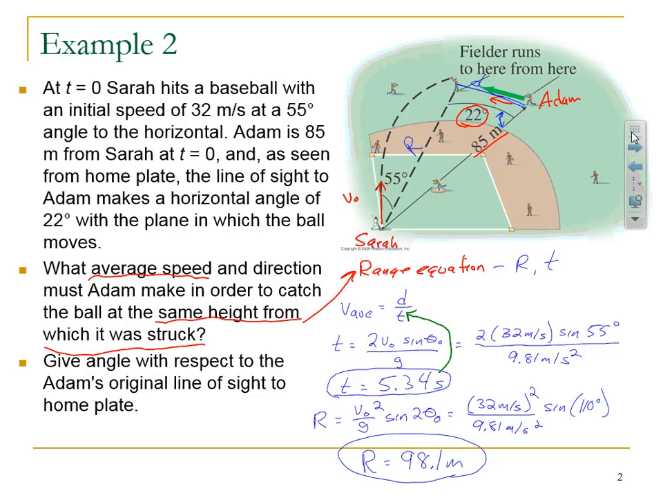We know an angle of 22 degrees. We know the other two sides of the triangle are 85 meters and now 98.1 meters, so we can use the law of cosines and figure out this distance D. I'll do this on the next slide.